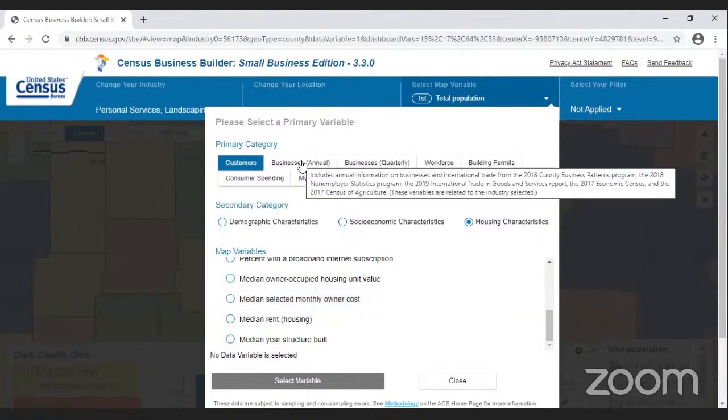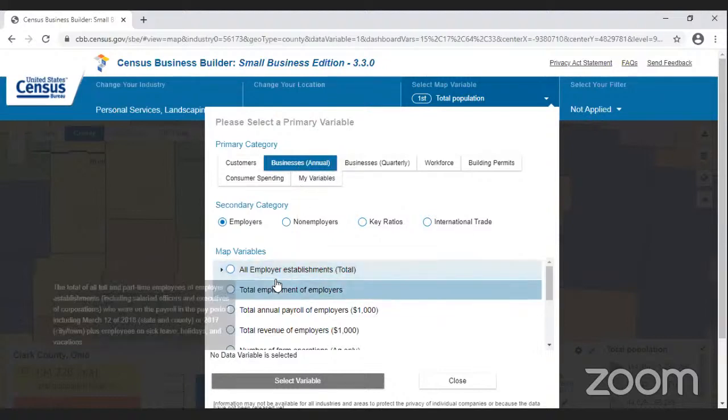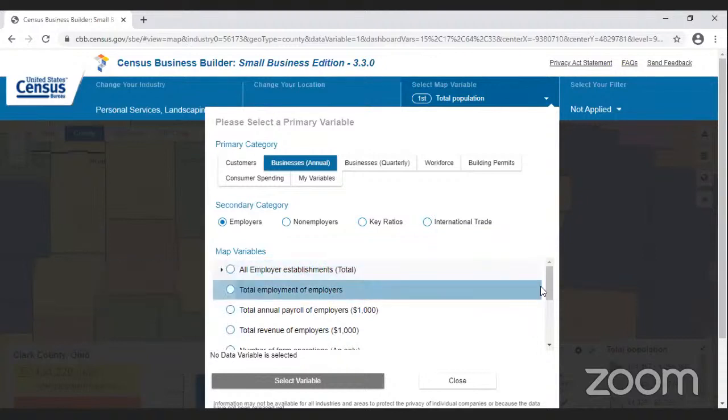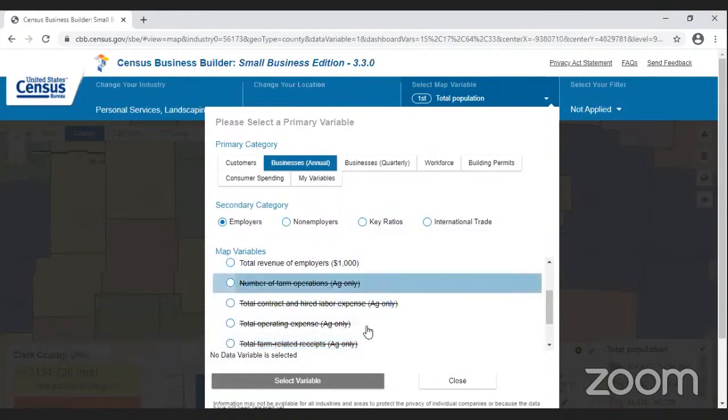And then we also have businesses annual. That's what I talked about: county business patterns, the economic census, the non-employer data. So, for instance, I want to know, where are the landscaping businesses? Where are they the most? Maybe I'd want to look at all employer establishments, total employment, and we've got revenue, and some ag stuff. We're not on an ag NAICS code, so this ag stuff is lined out.